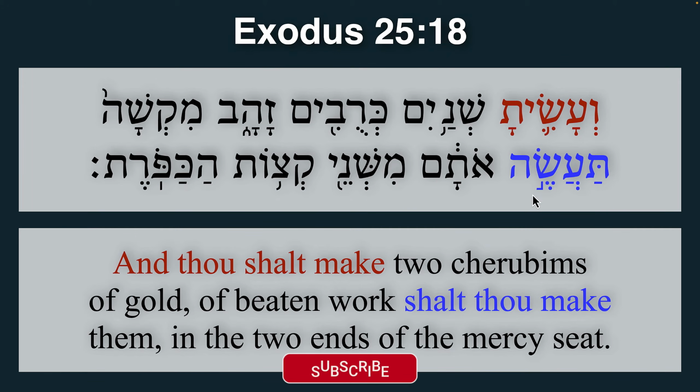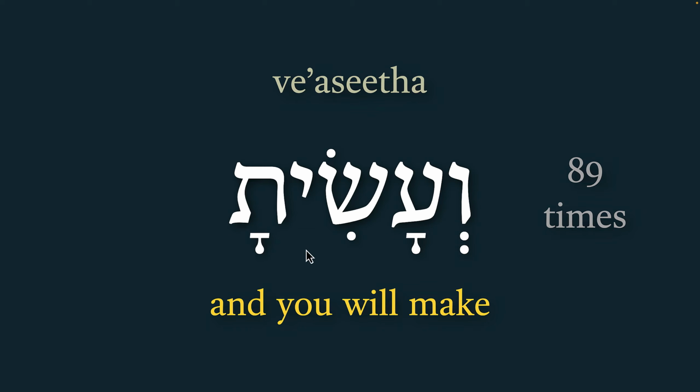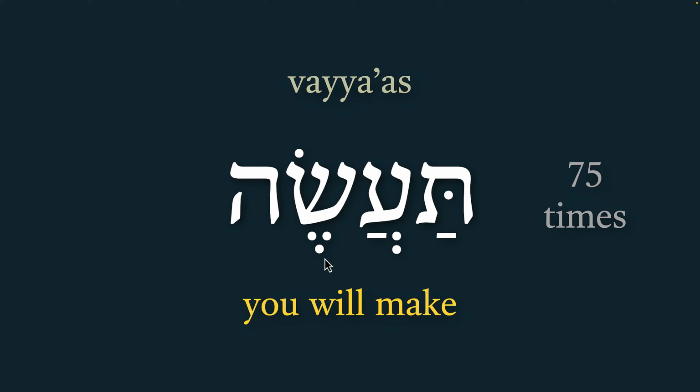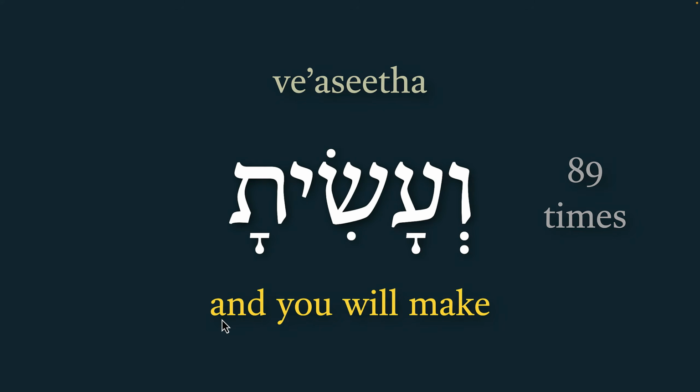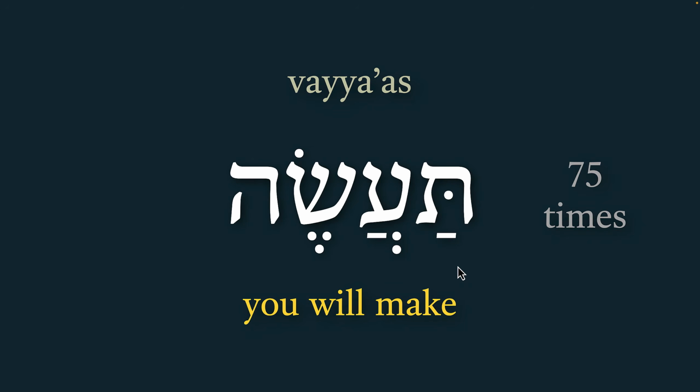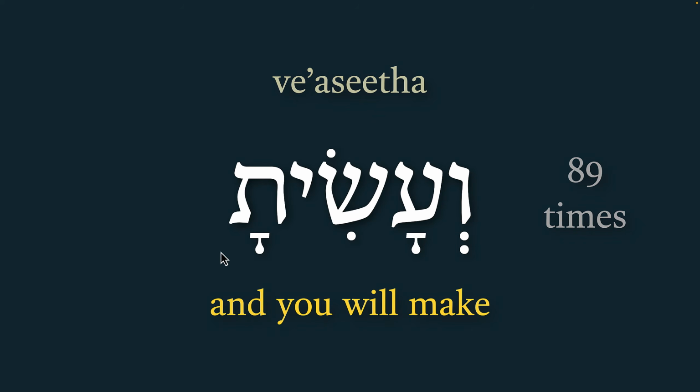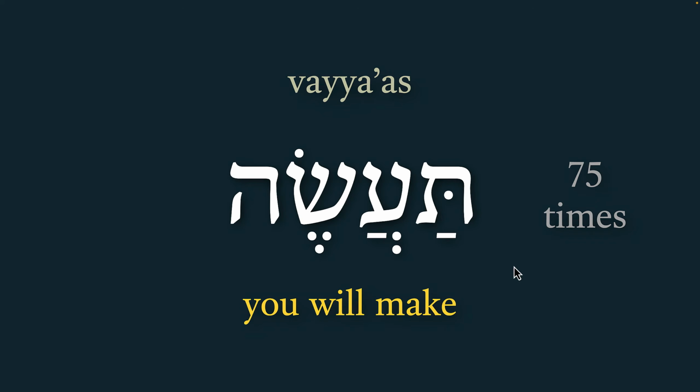Ta'aseh. So two verbal forms from the same root Asah are shown. One is ve'asita, means and you will make or and you shall make, occurs 89 times in the Hebrew Bible. Also ta'aseh means you will make. Both are just the same except that the previous one, and you will make, is a sequential form of the same verb with the same meaning. Ve'asita, and this is ta'aseh. So this is yiktol and the other is vekatal, and I'll show you that shortly. This one occurs 75 times, ta'aseh.